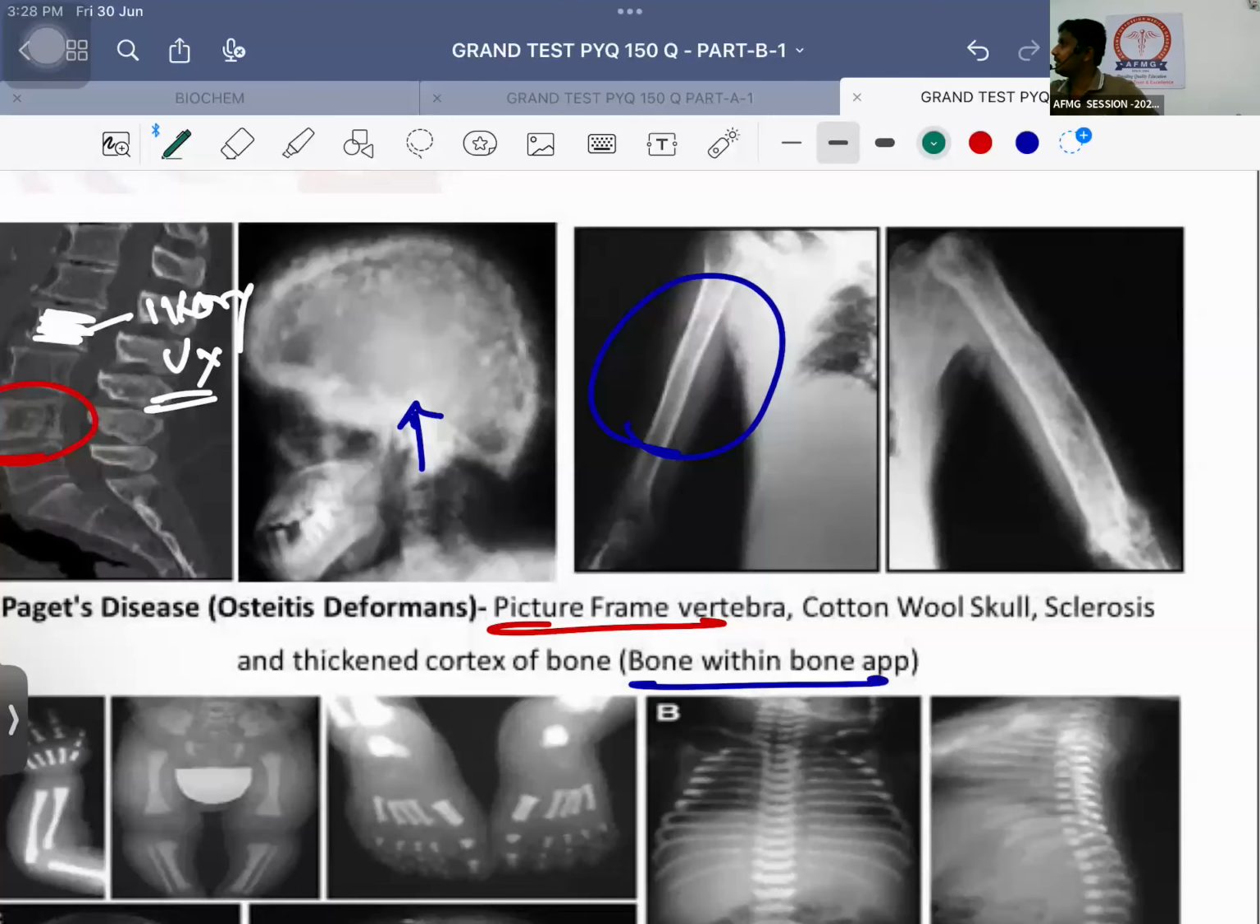मैंने क्या बोला? Paget disease दो stages में होता है. Early stages में there is bone breaking, that is osteolysis. Later stages में there is bone forming, that is osteogenesis. Please remember. So early stages में when there is bone breaking or osteolysis, what happens in the skull? कुछ पार्ट में तुम्हें osteolytic lesion दिखेगा, that is known as osteoporosis circumscripta. Osteoporosis circumscripta is seen with Paget's disease.